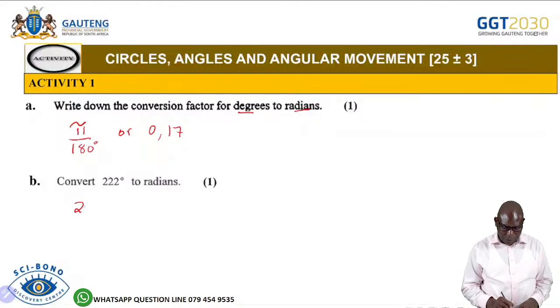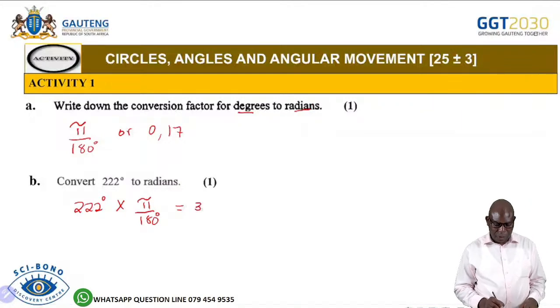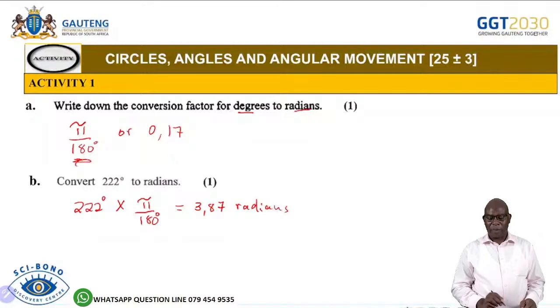So simple thing. Write 222 multiply by pi over 180 degrees, and then you punch it on a calculator, and the calculator will give you 3,87 radians. Remember, these are radians. Okay, right. I've changed them from degrees to radians by multiplying by that. If you want to change them from radians to degrees, it's 180 degrees over pi. So you just switch over this one. Okay, right.